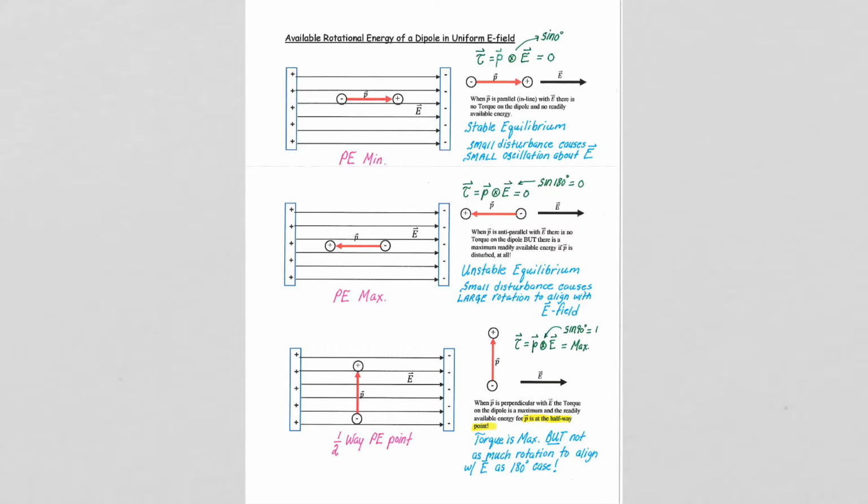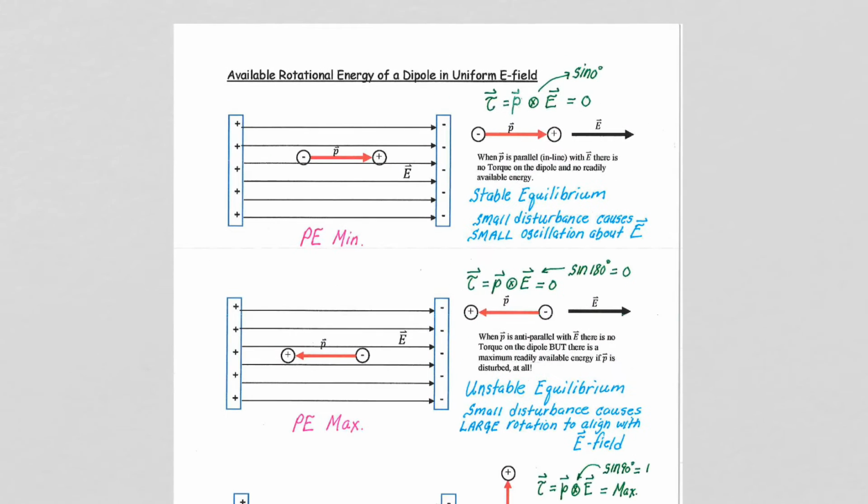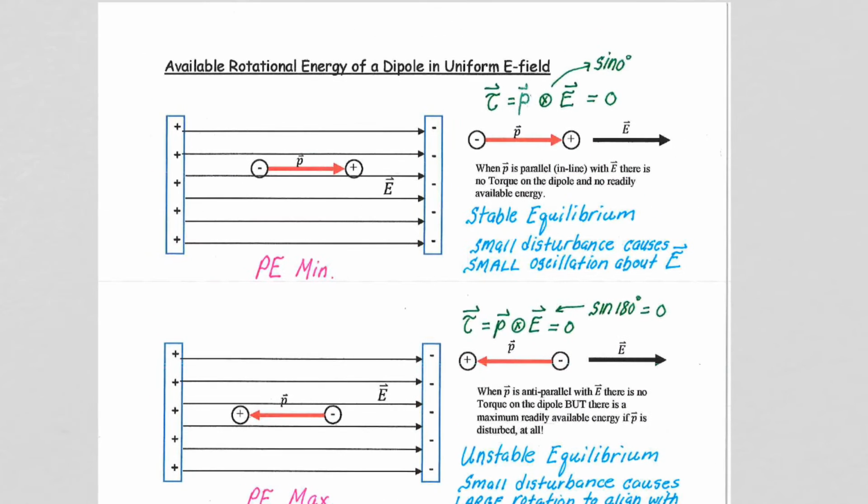Now we're going to look at the available rotational energy to a dipole when it sits in a uniform electric field, and we're going to do that by looking at the torque and how much availability there is for torque to act to align the dipole with the electric field.